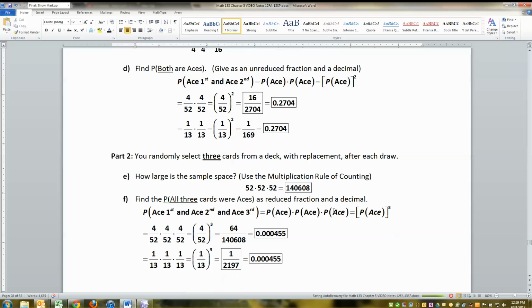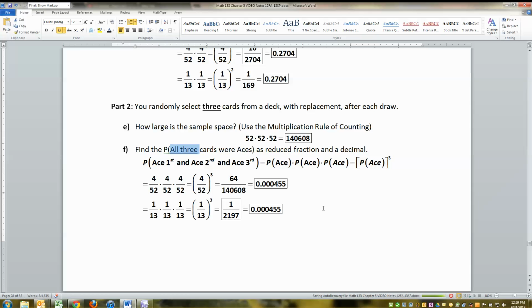All right, now we want to find the probability that all 3 cards were aces. And again, I underlined that because that all 3 business, that's really "and." They don't come right out and say it, but you need the first card to be an ace and the second card to be an ace and the third card to be an ace. So that's ace times ace times ace, which is the probability of ace cubed.